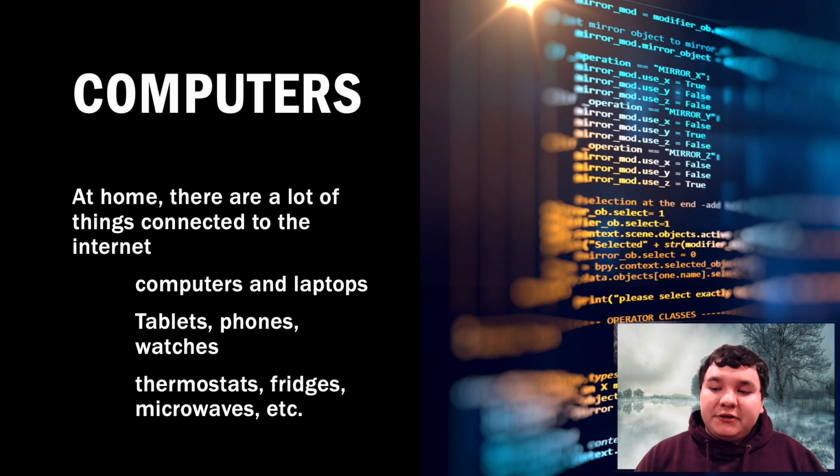Computers is a broad term. It is everything that has some connection to the internet. This could be desktop computers, laptops, tablets, phones, smartwatches, thermostats like the Nest thermostats. Fridges are really cool because you can get a live feed of what's inside your fridge, or you can get a notification on your phone if the door is left open. Microwaves. There are a lot of things that connect to the internet just inside your home that are not really just traditional computers.